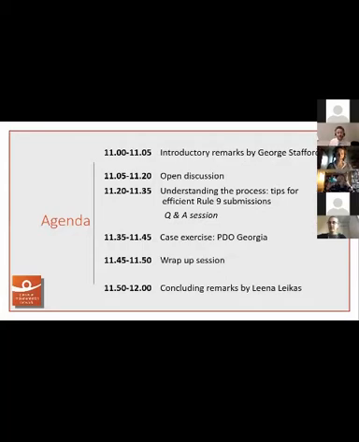The Public Defender's Office of Georgia has done some really great Rule 9s over a long period of time. They've been working on this issue and engaging with this process for quite a long period. And they'll be talking about their submission that will be made today in the group of Sinsabadze, which concerns torture in Georgia. Then we'll move to a wrap-up session, and finally, concluding remarks from Lina Likas.